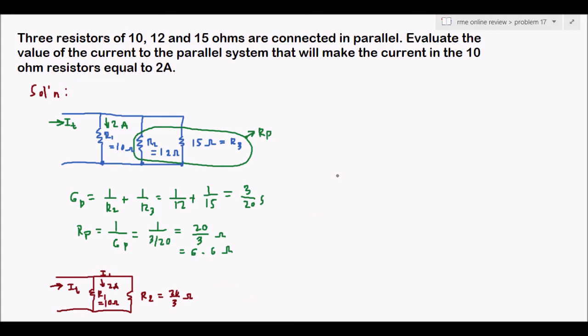So if we are going to solve for I1, I1 is equal to IT times the opposite resistance, which is this one, RP. I believe I wrote that one as R2. Then we have R1 plus RP. If we are going to solve for RT using algebra, this one will be transposed here, so the two of them will be multiplied over our RP.